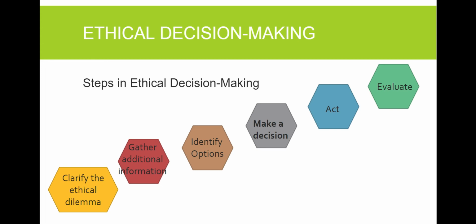Okay, so here are some steps in ethical decision making. It's a 6-step process, and it can be used in individual decision making, but very often we're going to see bioethical committees when it's a very complex situation. The first thing you might have to do is clarify the ethical dilemma.